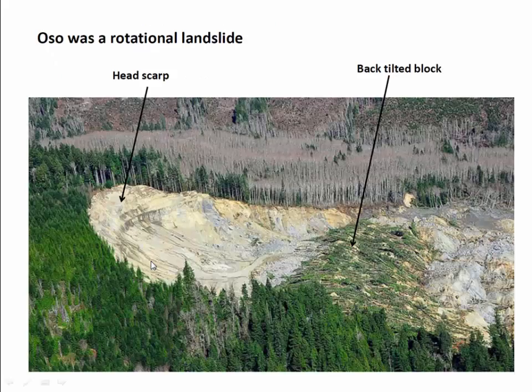And getting back to our Oso example, indeed it was a rotational landslide, and it has a lot of these elements. Here's the head scarp, where you can see those glacial sediments. Here's the back-tilted block. Of course, this is pretty deformed. It's not really a perfect block. And then off to our right, we've got the toe, which buried the town of Oso.